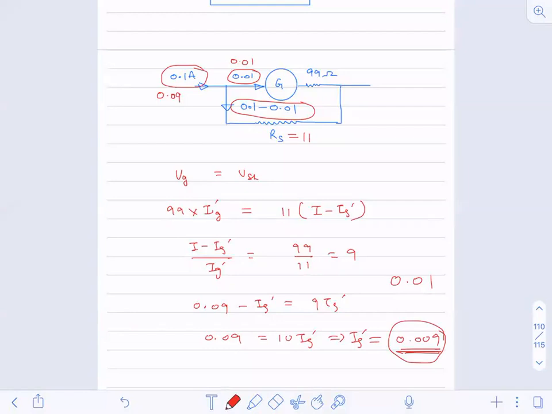If you pass a current less than 0.1 ampere, what will happen? The full deflection current you will not have. You will have a lesser deflection. Why? Because the current through the galvanometer becomes 0.009. This IG dash is not a full deflection current now.